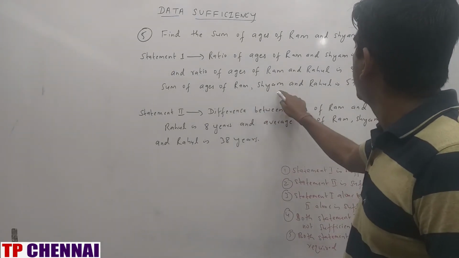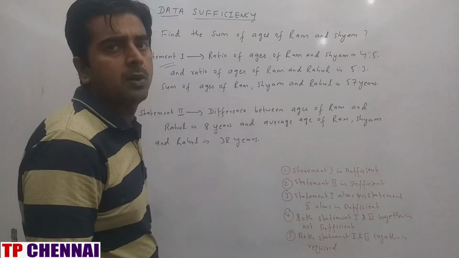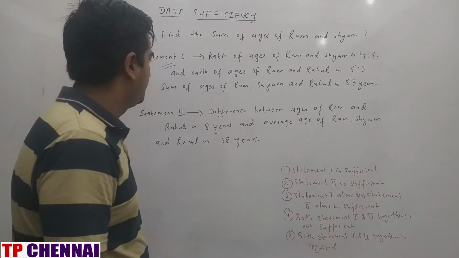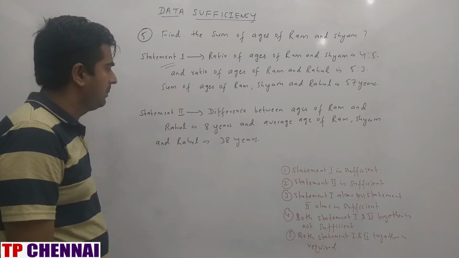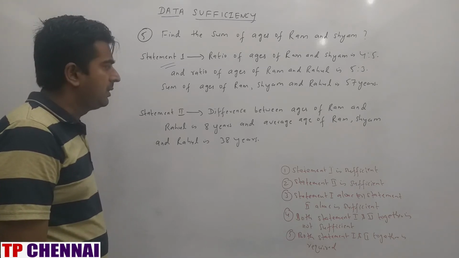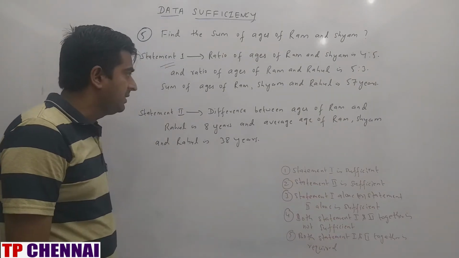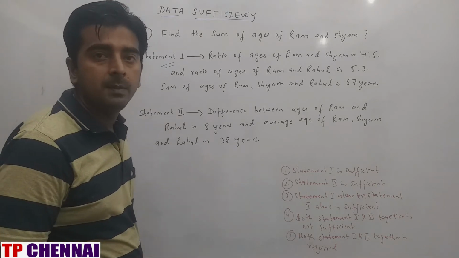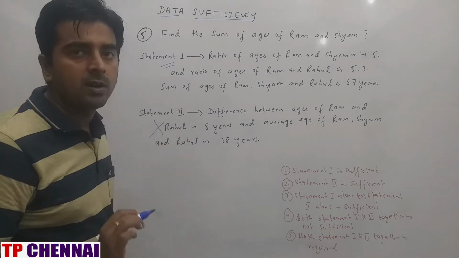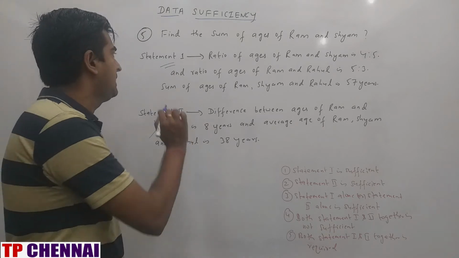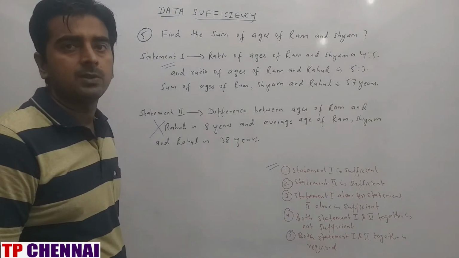And the sum of the ages of Ram, Shyam and Rahul is also given. That means from the first statement alone I can get the answer. Right? Because from the ratio we can solve, because the sum is also given. Statement 2. The difference between the ages of Ram and Rahul is 8 years and the average age of Ram, Shyam and Rahul is 38 years. Difference between Ram and Rahul. So one thing here in the statement: the difference between the ages of Ram and Rahul is 8 years, but in statement 2 they have not mentioned who is elder. That means here itself we can say that statement 2 is not sufficient. So my answer will be statement 1. Statement 1 is sufficient to answer the question, which is nothing but the first option.